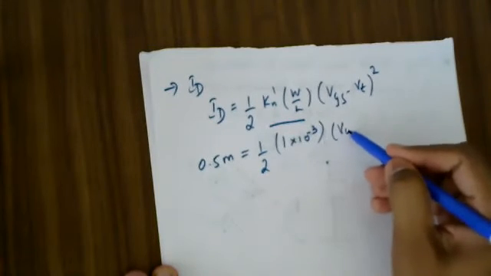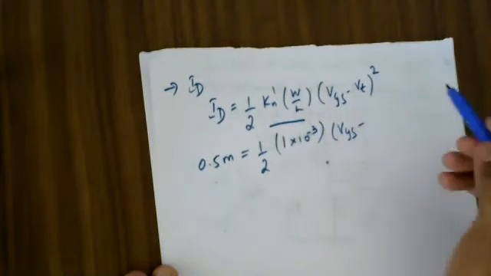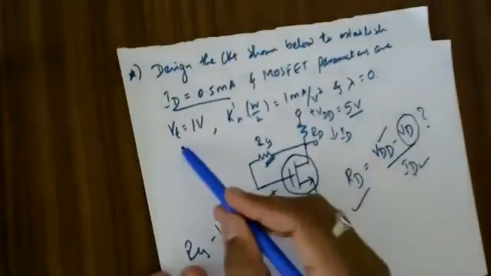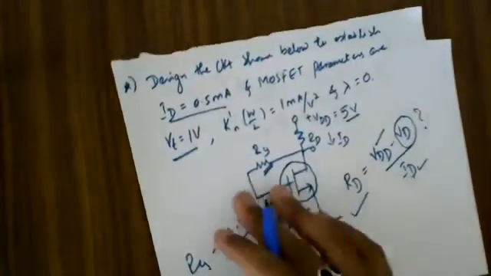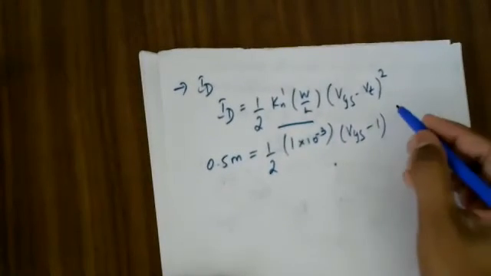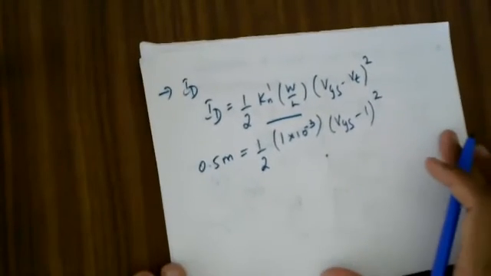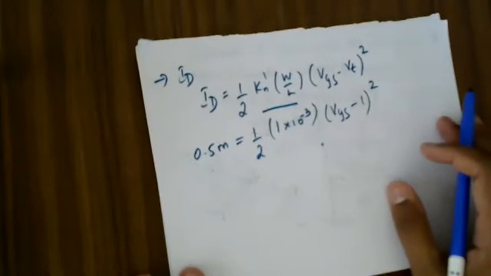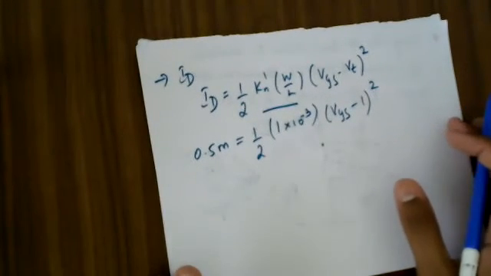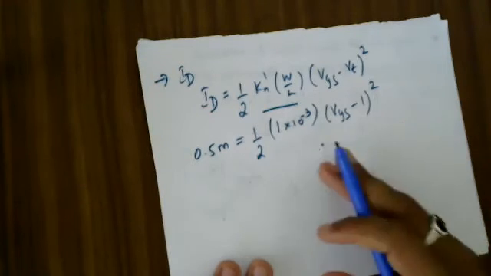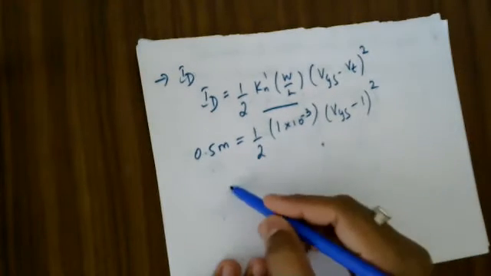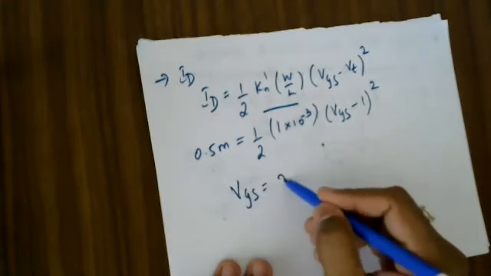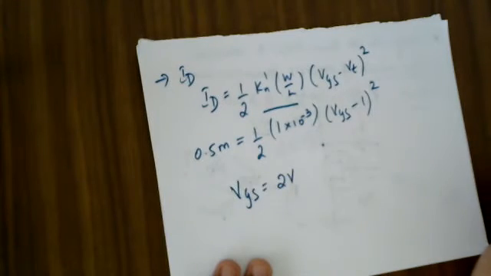Then VGS as it is, because that value is not known to me. VT value is 1 volt, that has been given over here. VT is equal to 1 volt. Then what's the value of VGS now? So this will be square. What's the value of VGS? Is it possible for you people to compute it? Last time also we solved it. It's the same numerical and you should get exactly the same value, because the design parameters are the same. So VGS is equal to 2 volts. Okay.